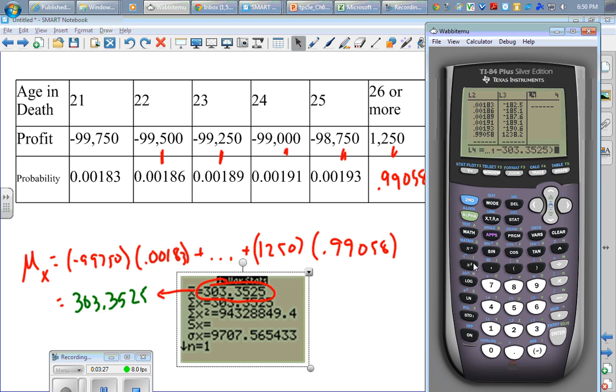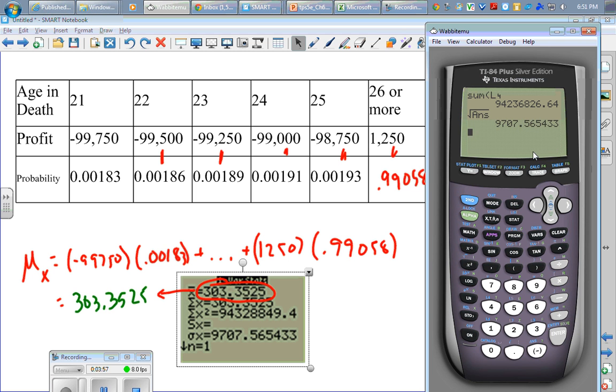303.3525, square it, and multiply it by its probability. The probability is in L2. That's these numbers. If I add up L4, I'll get the variance. And then if I square root that number, I get the standard deviation, which of course is this number right here.